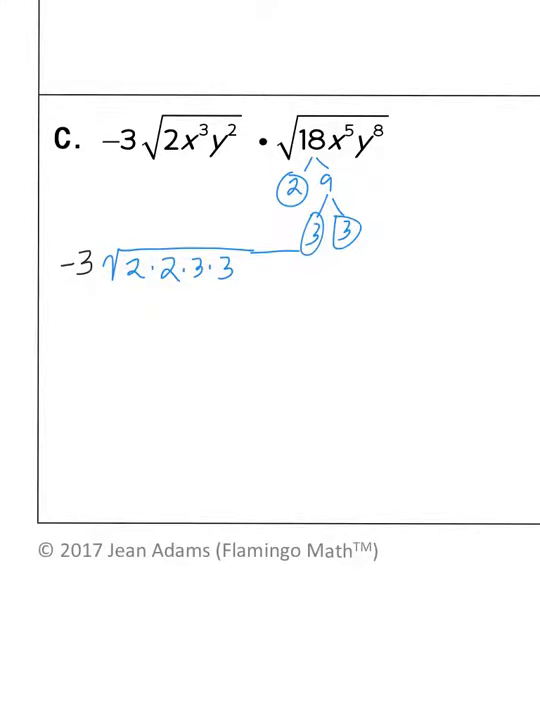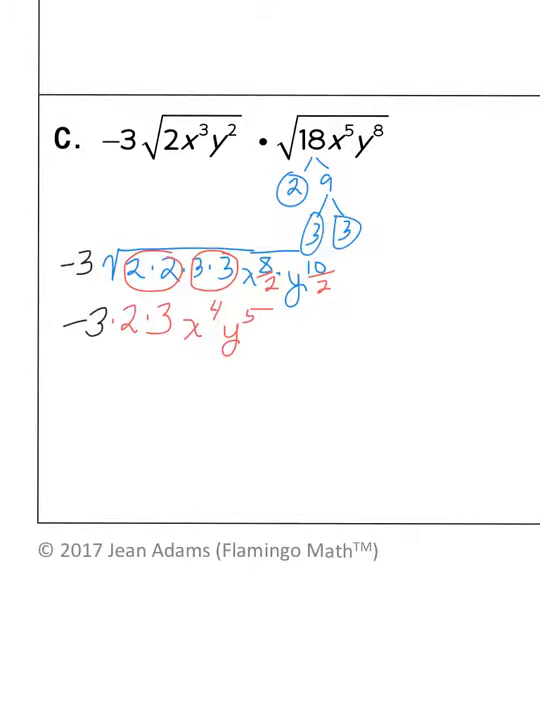And then I have x cubed and x to the 5th, so if you add those, you have x to the 8th. Then y squared and y to the 8th. If you add those, you get y to the 10th. So we already have a negative 3, and I'm looking for groups of 2. So I'm going to pull a 2 out in front, multiply it to the negative 3. Pull a group of 3's out in front, multiply it. So there's no numbers left over. Divide this by 2, I get x to the 4th, no remainders. Divide this by 2, I get y to the 5th, no remainders. So there's not going to be anything left underneath the radical.